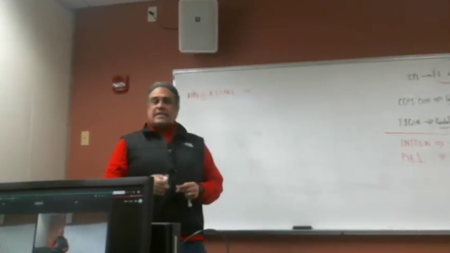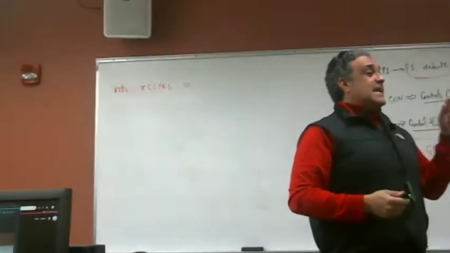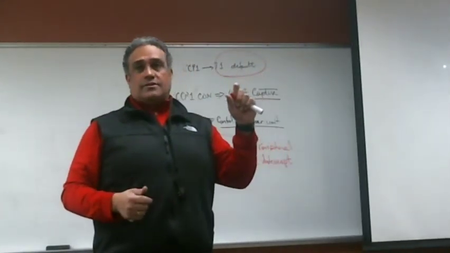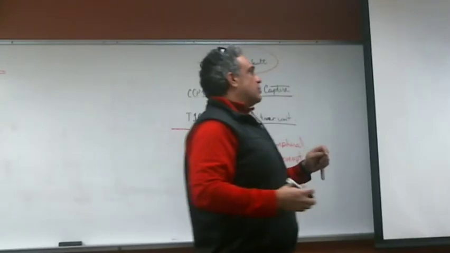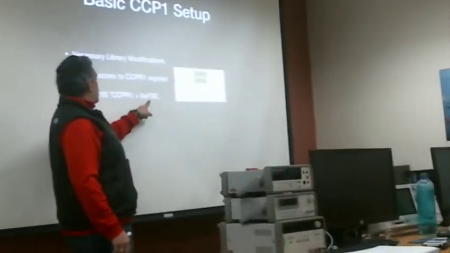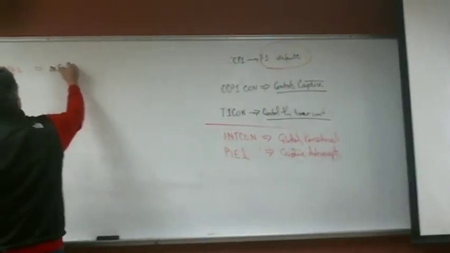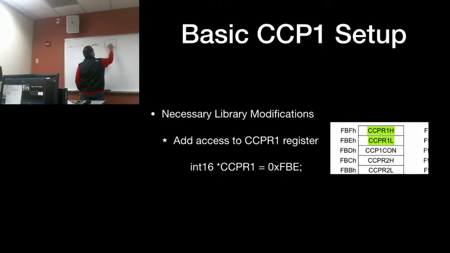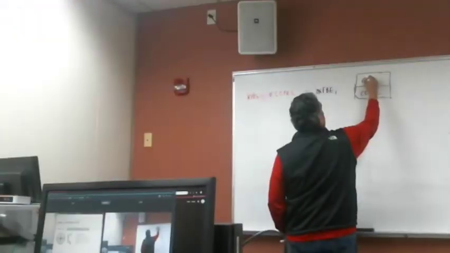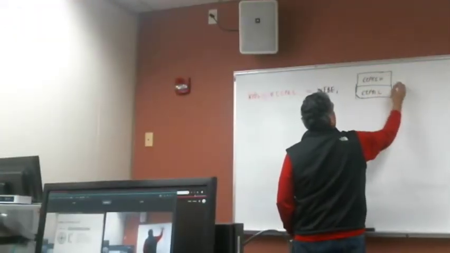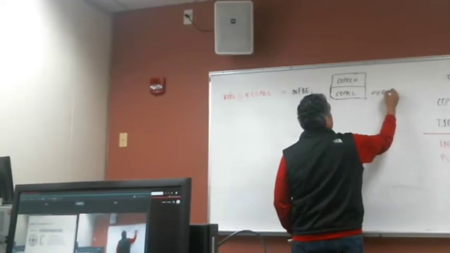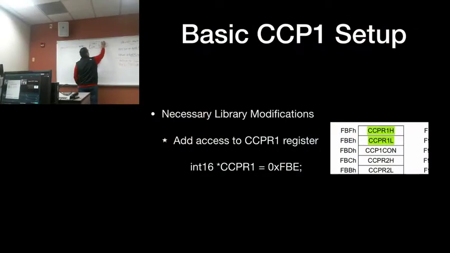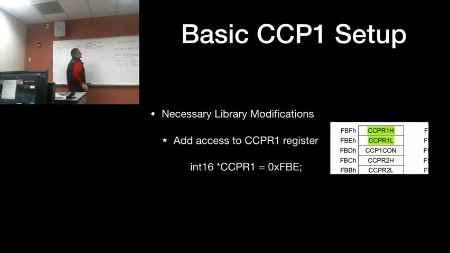There are two registers in there, and you always choose the address of the low register, right? Always choose the address of the low register. So I'm going to put CCPR1 at FBE. In memory, you have two boxes. One is called CCPR1 low, the other is called CCPR1 high. This one is FBE, and this one is FBF.